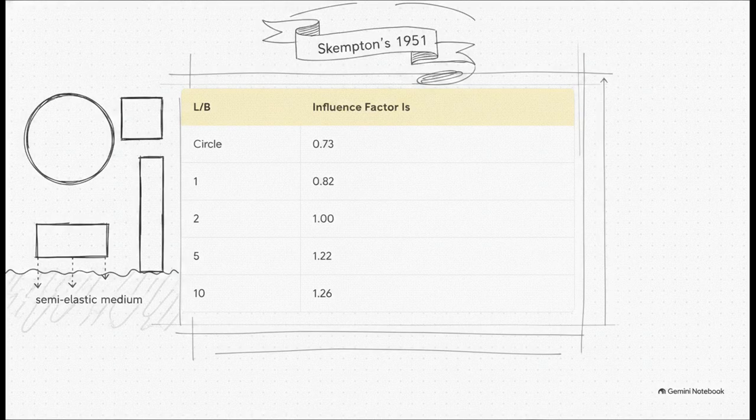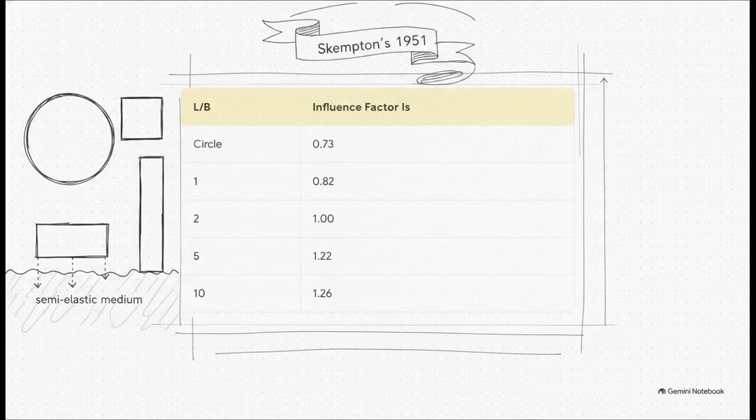Now, what's really interesting about this slide is how real, hard math drives these estimates. We're looking at Skempton's 1951 influence factors. These are used to calculate the mean value of settlement for a rectangular foundation on a semi-elastic medium. Just look at how the influence factor changes based purely on the length-to-width ratio of the foundation.